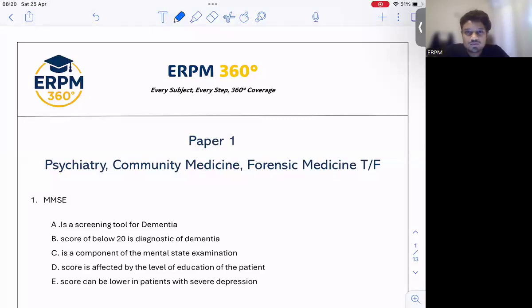Okay, hello everyone, and welcome to the psychiatry component of your first mock paper on psychiatry, forensic medicine, and community medicine. As you all know, you'll be getting a combined paper of psychiatry, community medicine, and forensic medicine for your exams. In that paper, you'll be getting 17 true false MCQs from psychiatry and 15 single best answer questions.